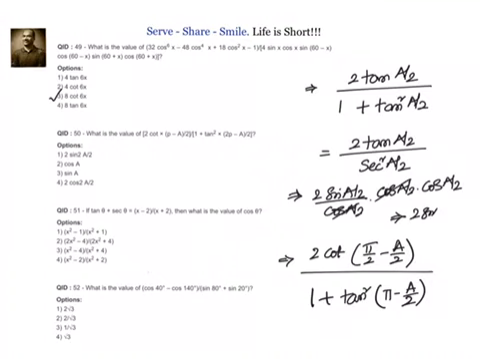You get 2 sin a by 2 cos a by 2, but that is equal to sin a, because we know that sin 2a equal to 2 sin a cos a. Submultiple angle, sin a equal to 2 sin a by 2 cos a by 2. So the solution is sin a.